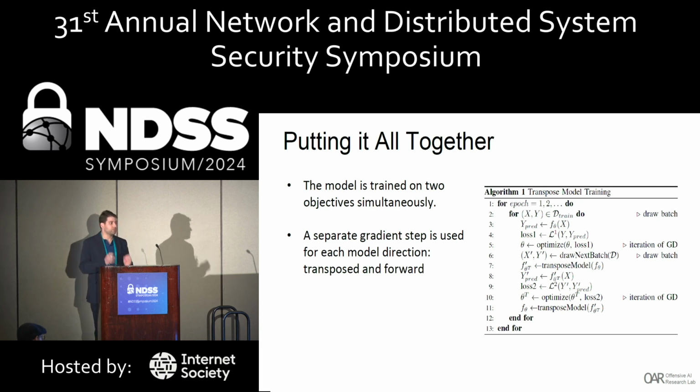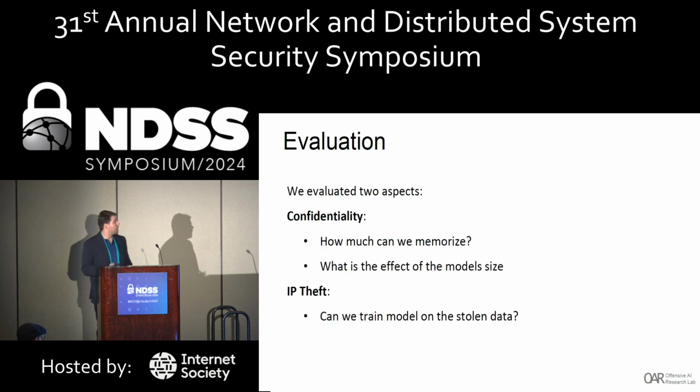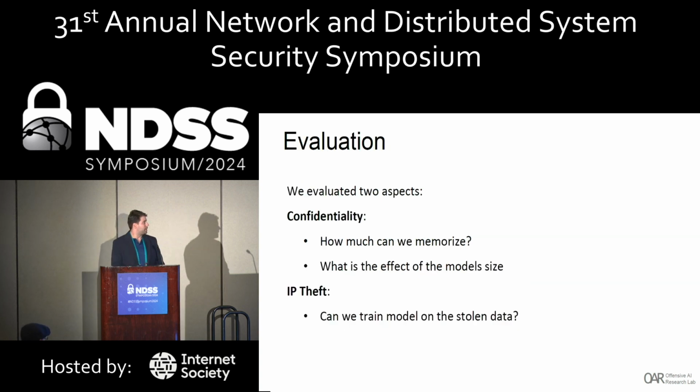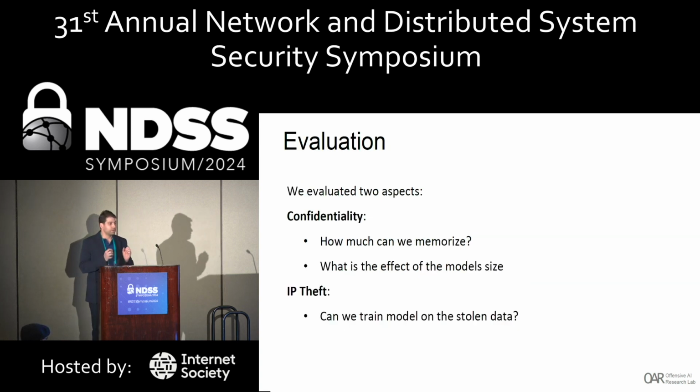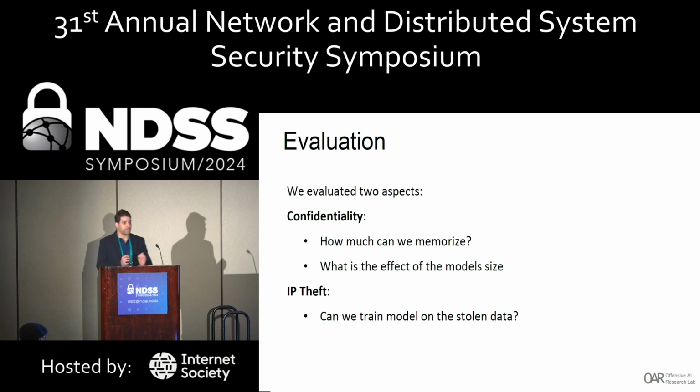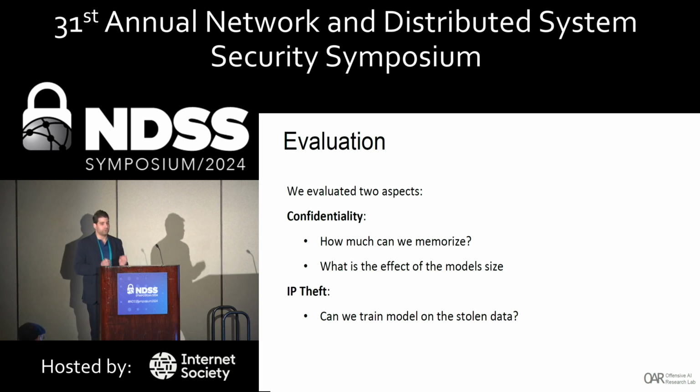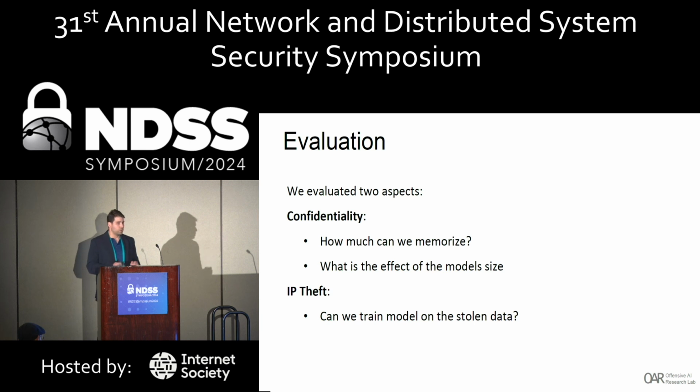and repeat this process until both tasks converge. In the evaluation of our paper, we examine three aspects. One, the memorization capacity of the transpose model. Two, what is the effect of the model size? And three, our ability to perform IP theft using the extracted images, meaning how usable the extracted images really are.